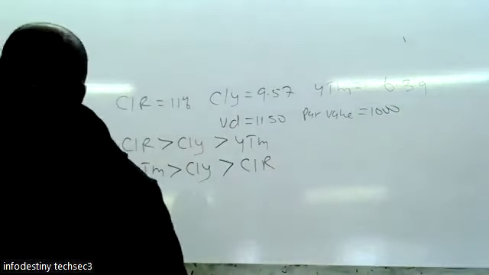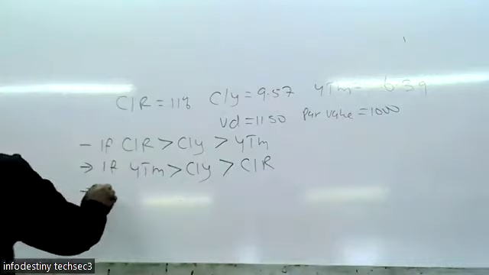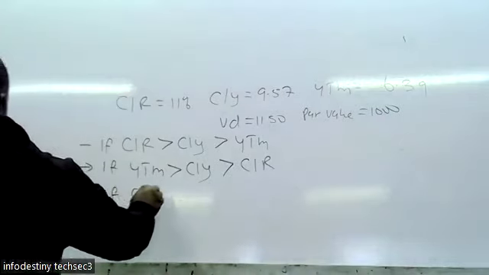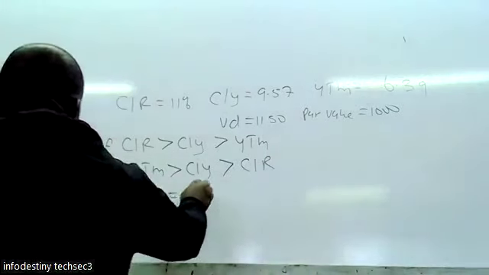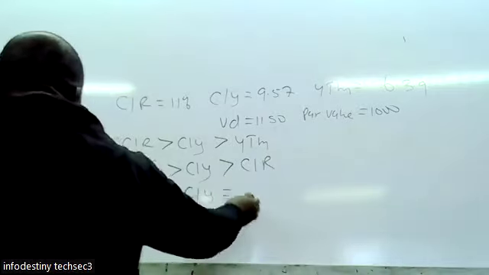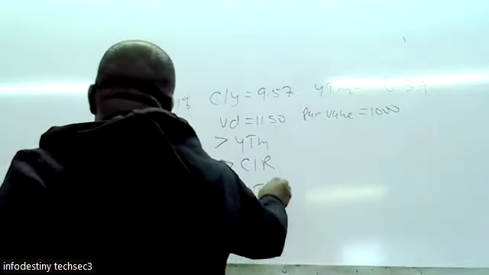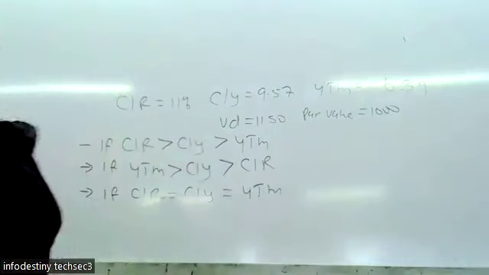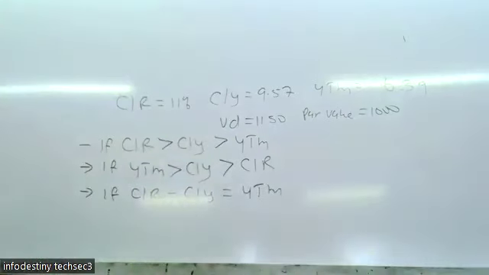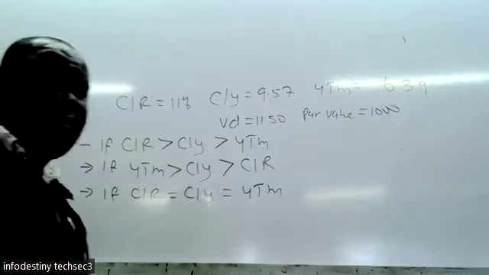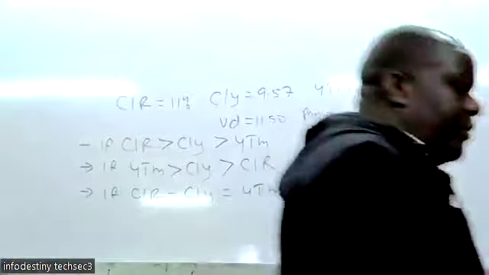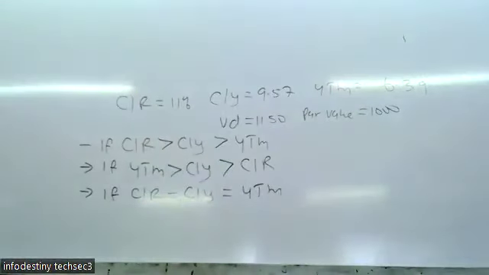Then another dash, we comment that if the coupon rate is equal to the current yield, which is equal to the yield to maturity, then the bond will sell at par.